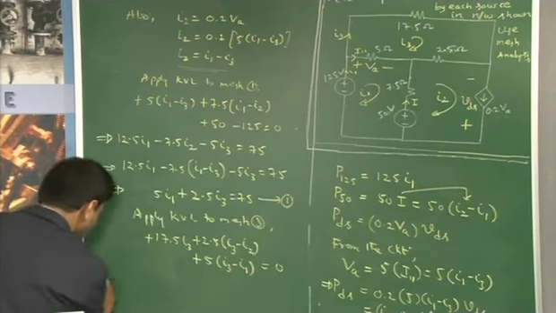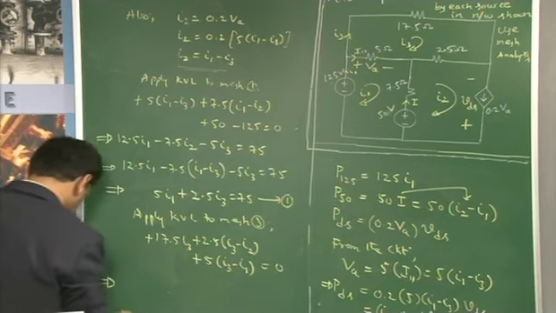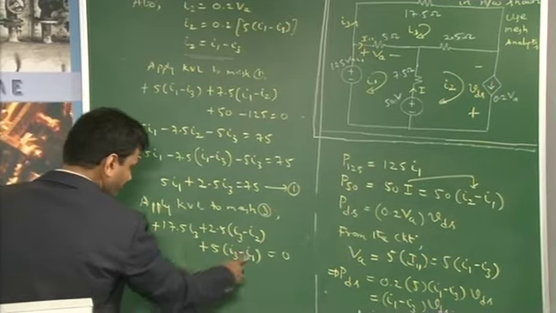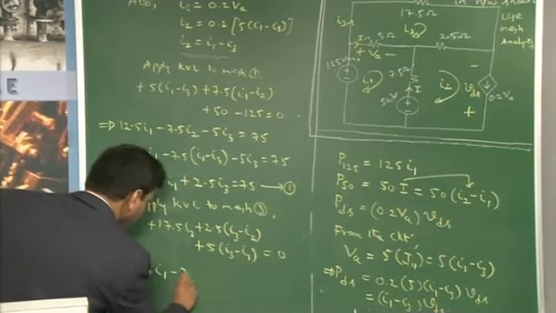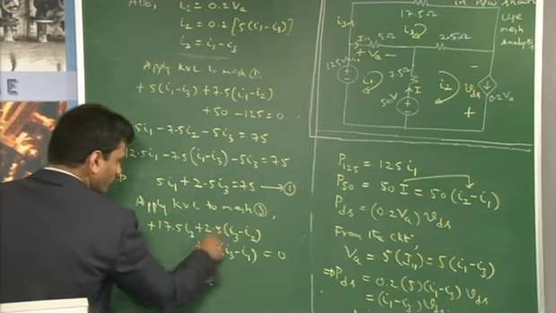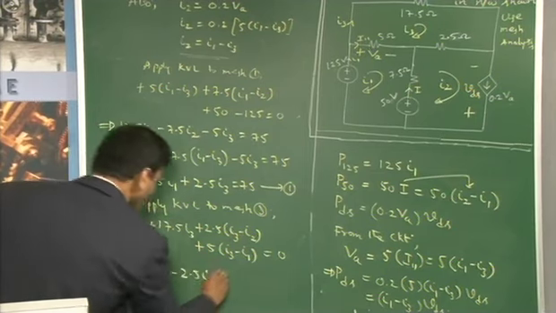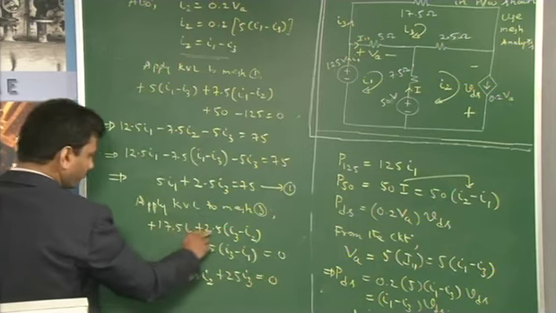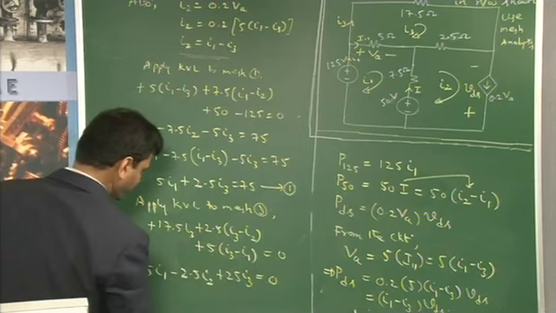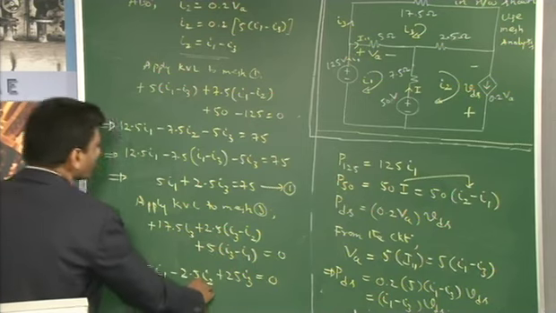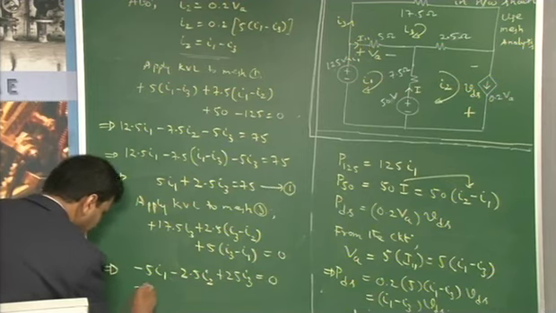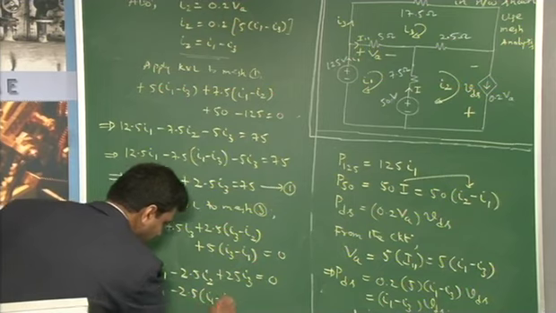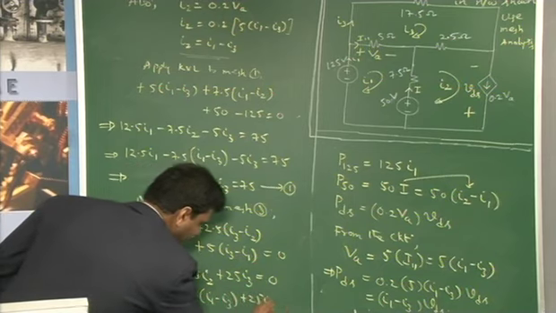And you know this implies you can write this as ultimately minus 5 I1, then minus 2.5 I2, then you have 25 I3 equal to 0. Obviously 17.5 I3, 2.5 I3 plus 5 I3, 25 I3 is equal to 0. Next I will substitute I2 as I1 minus I3. So minus 5 I1 minus 2.5 into I1 minus I3 plus 25 I3 is equal to 0.